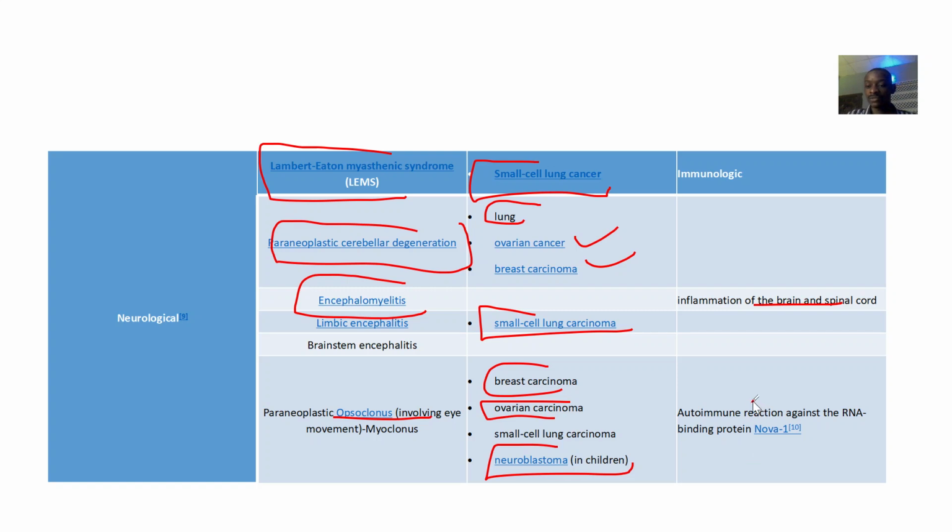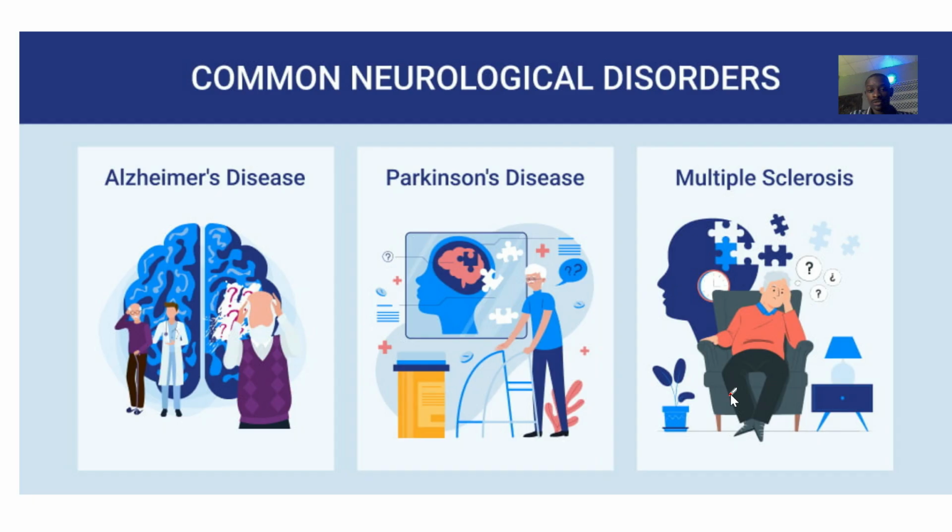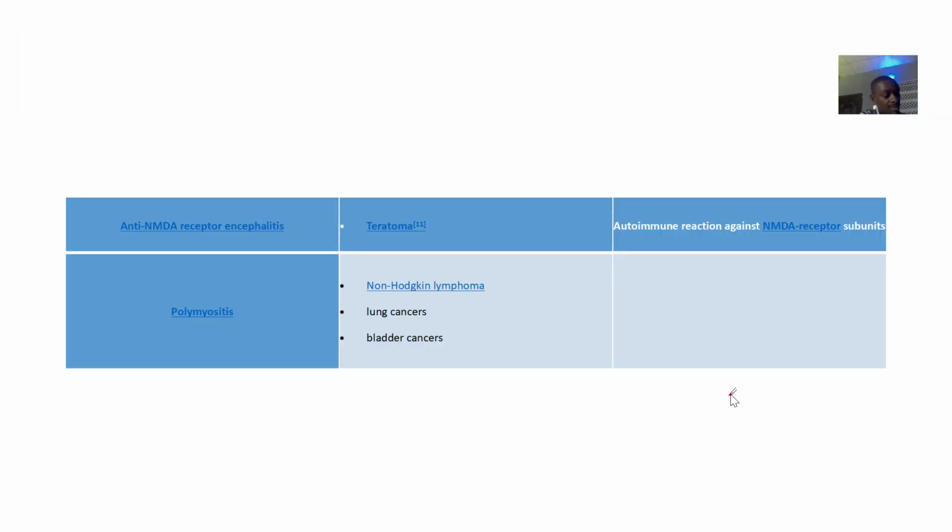It usually causes paraneoplastic syndrome through autoimmune reaction against RNA binding proteins. That's the NOVA 1. Okay, so for the last ones, we have what is known as anti-NMDA receptor encephalitis. This usually results from teratoma. There's usually an autoimmune reaction against NMDA receptor subunits. That's how that one causes paraneoplastic syndrome.